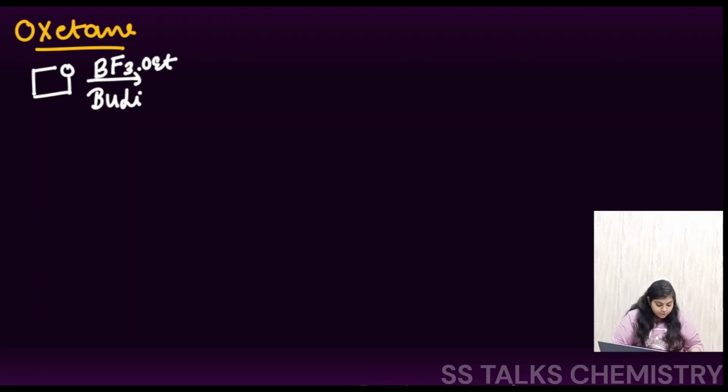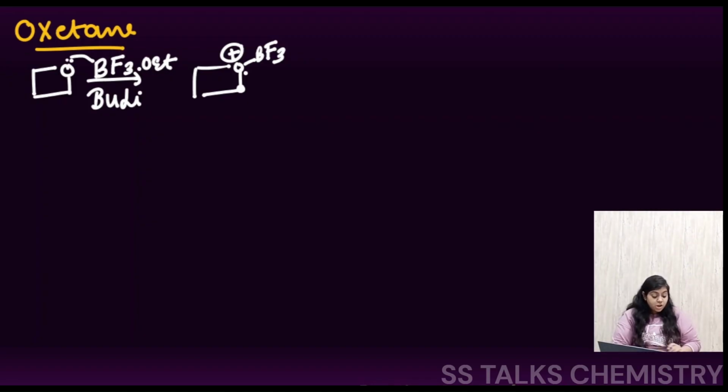Okay, so what is going to happen with the BF3, which is your Lewis acid, is that this oxygen containing the lone pair of electrons is going to attack over this acid, leading to the formation of the oxygen bond with the BF3. Right, so a positive charge will be coming on the oxygen. So now the electrophilicity at this particular carbon center is increased because of the presence of the positive charge over the oxygen, because oxygen is an electronegative atom having the positive charge, so it is not stable at all.